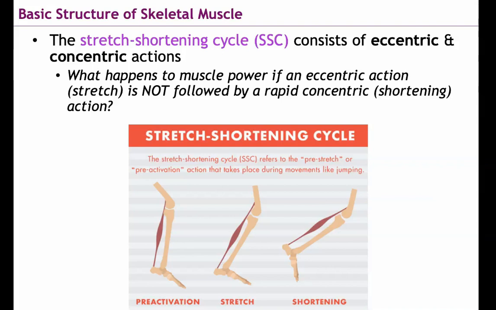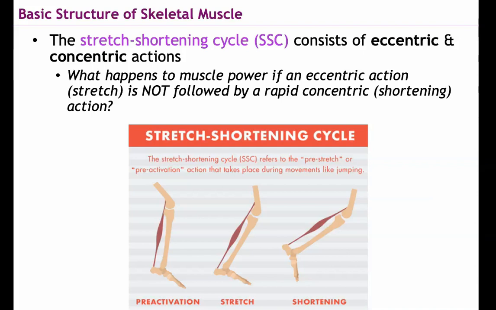So basically, what happens if the eccentric action is not followed by concentric? Well, all of that elastic energy that's stored in the muscles is going to be lost inside the muscle as heat. I'm going to say it again. Remember the first law of thermodynamics, energy transformation? The elastic energy is stored in the muscle, and when it's released with a concentric action, it would be released as mechanical energy. It's released as us moving, or potential energy. But if it's not released, it stays in the muscle and it's transferred into heat. So yeah, energy transformation.